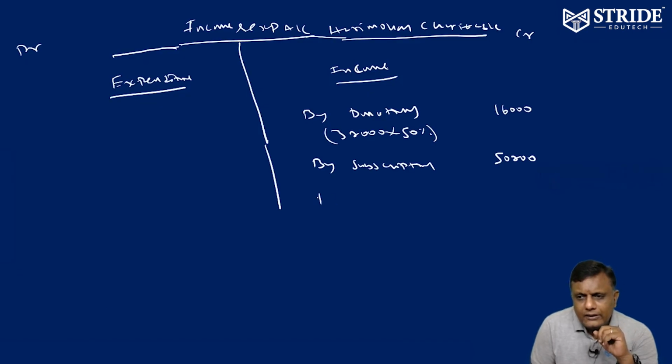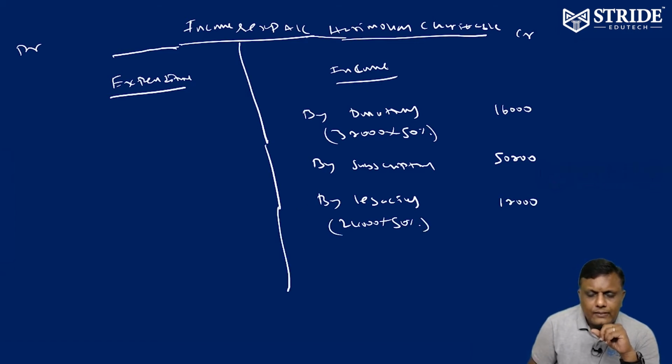Okay, by legacies. So 24,000. 50% I am going to treat as a revenue portion. It is going to be 12,000. Right. Next.